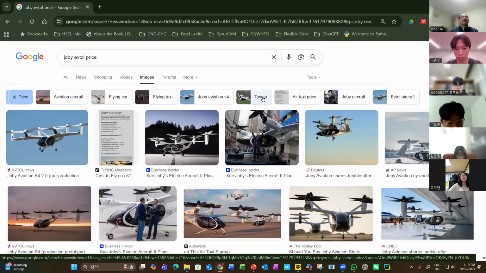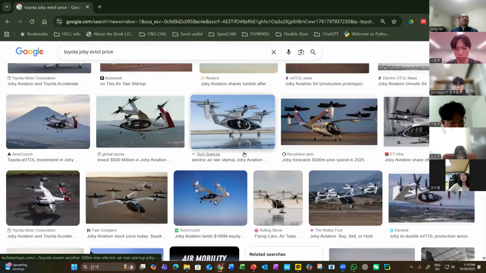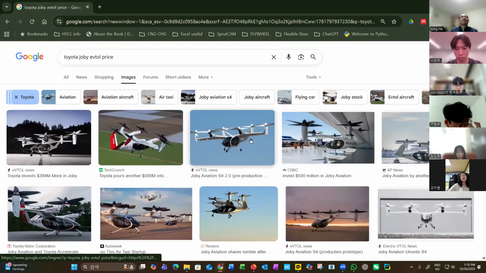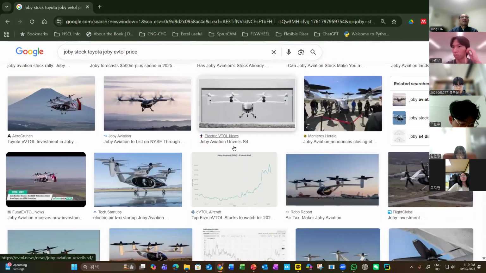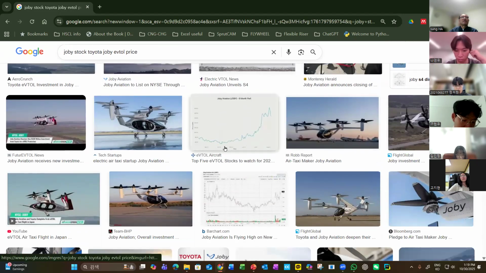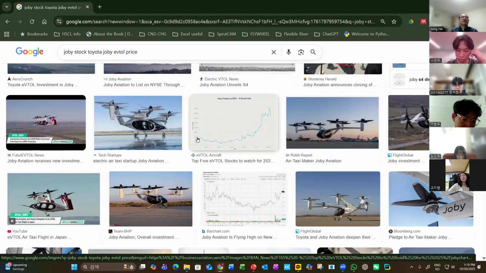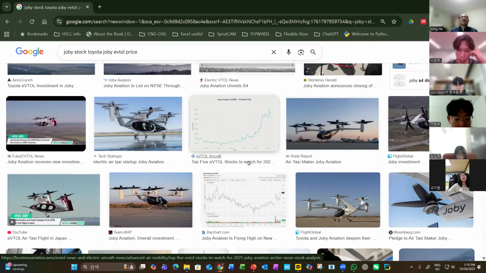Toyota also has one. And Joby, as I just mentioned, you can look at their stock value. The stock increased a lot.